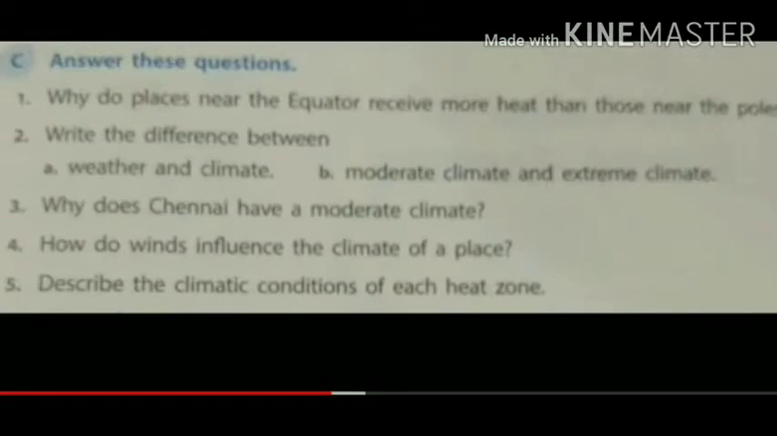C. Answer these questions. 1. Why do places near the equator receive more heat than those near the poles? Second, write the difference between A. Weather and climate, B. Moderate climate and extreme climate. Third one, why does Chennai have a moderate climate? Fourth, how do winds influence the climate of a place? Fifth, describe the climate conditions of each heat zone.